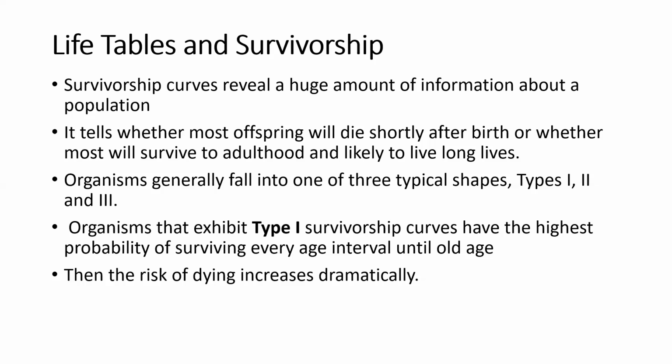So we have these three types. Organisms generally fall into one of three typical shapes: type 1, type 2, and type 3. Those are survivorships. So organisms that exhibit a type 1 survivorship curve have the highest probability of survival at every age interval until old age, and when they get old, the risk of dying increases dramatically.